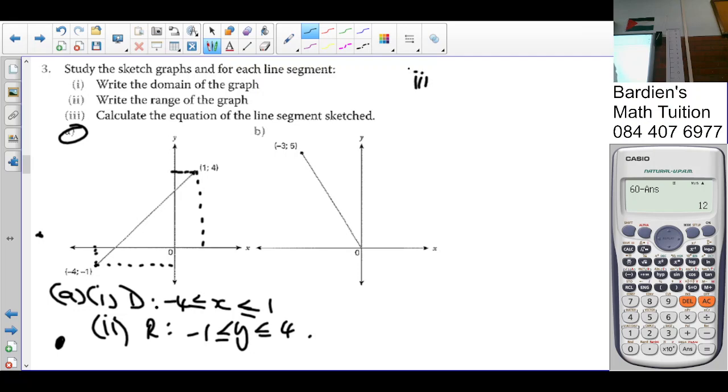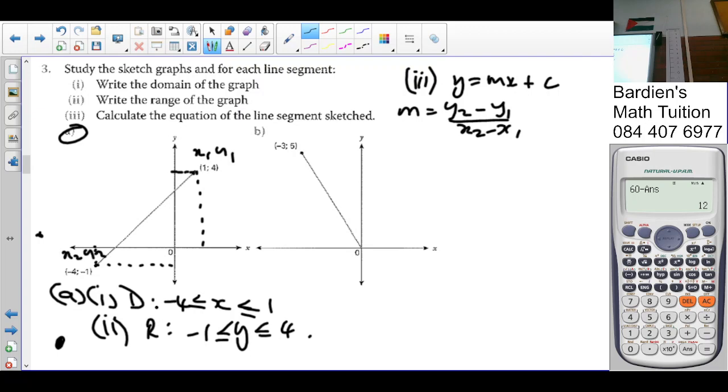Okay. Calculate the equation of the line segment. To calculate the equation, it must be in the form of y equals mx plus c. So how do you calculate m? It's going to be y2 minus y1 over x2 minus x1. If this is x1, y1, then of course x2, y2. So we're going to have negative 1 minus 4 over negative 4 minus 1, which is negative 5 over negative 5, which is 1. Is this gradient not positive?